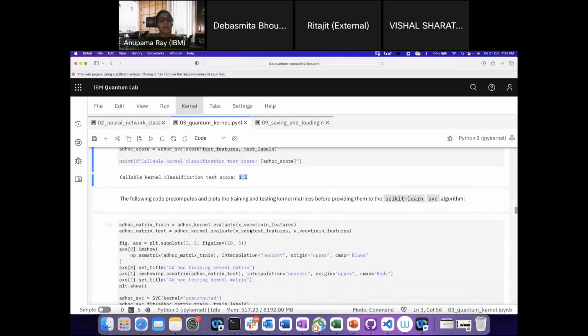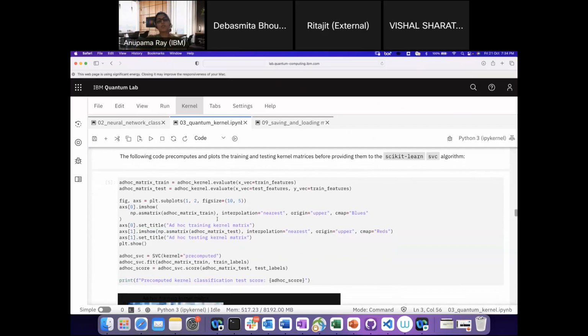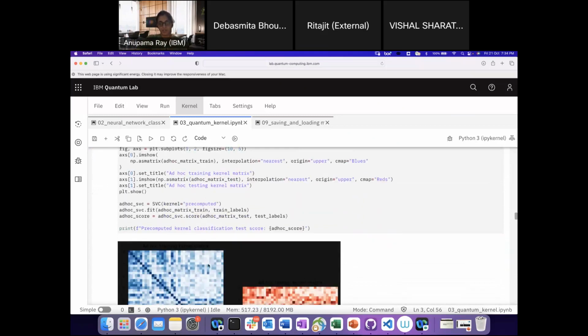Okay. Now, what we can do here is a couple of things. In this part we see a classification accuracy of 1, right? But we still want to go back, and if, suppose, you are getting a classification test score of 0.8, you want to see what went wrong. So you want to know what the kernel matrices look like, and this particular code snippet gives you the training matrix and the testing matrix.